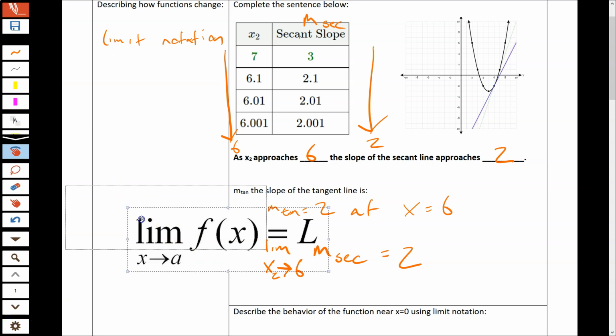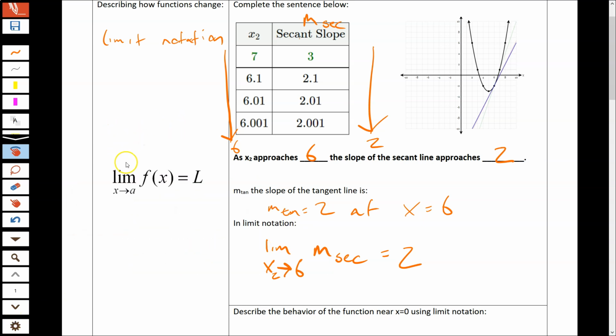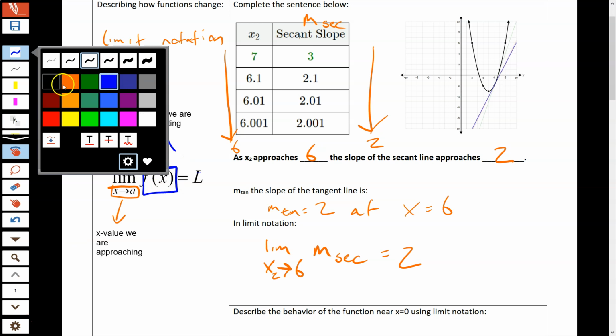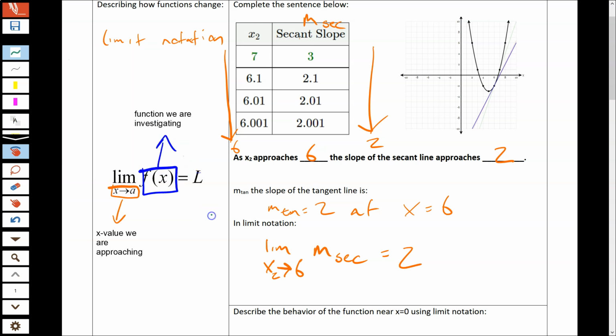Let's clarify this notation a little bit. Here's a general example for your notes. We'd read this as the limit as x approaches a of f of x is equal to L. Now, x approaches a is the easiest part. This tells us what x value we are interested in. What x value are we approaching? And f of x is what we are investigating. And L is the value that the function is approaching.